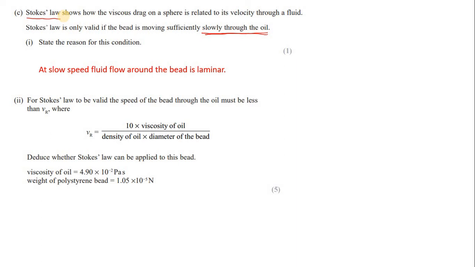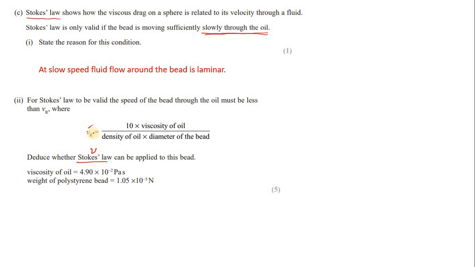Remember, the idea is we need to find the velocity of the bead according to Stokes' law. Let's call this speed V. Then we find the required velocity as per the given condition, VR, and we compare V with VR. For Stokes' law to be valid, the speed of the bead must be less than VR. So if this V that we found from Stokes' law is less than VR, then it is valid, otherwise it is not valid.